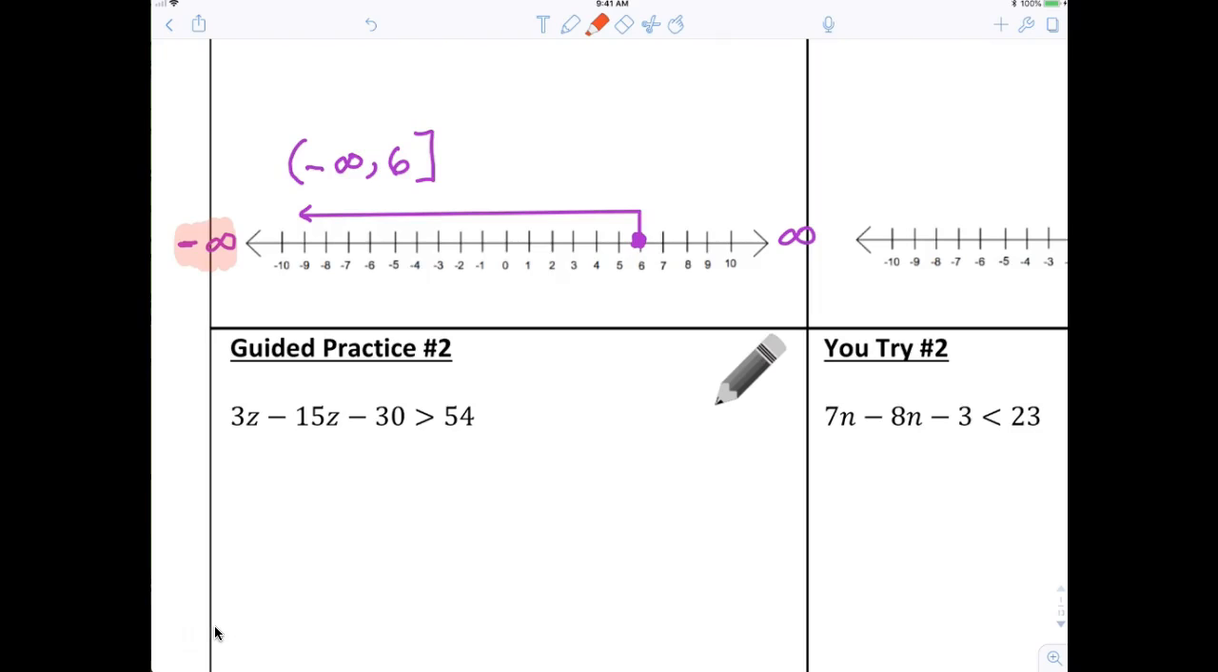Yeah, there you go. Okay? So the solution is I'm going from negative infinity to 6. And then I'm stopping at 6. Does that make sense to you? All right, is everybody happy with that?